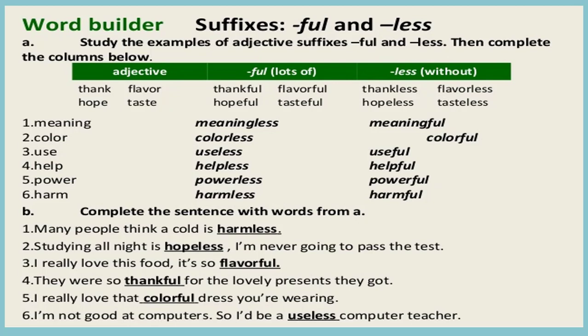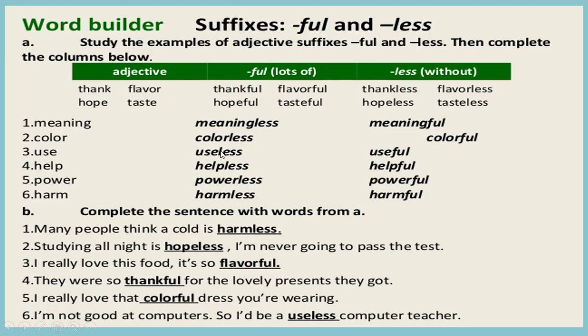Now let's have further discussion of the suffixes full and less. As you can see here, we can add them to either nouns or verbs. Some verbs or nouns take full, others take less, and some words take both, like we have here. For example, the word meaning. Meaning here can be meaningless or meaningful. Again, meaningless has a negative meaning. Meaningful has a positive meaning.